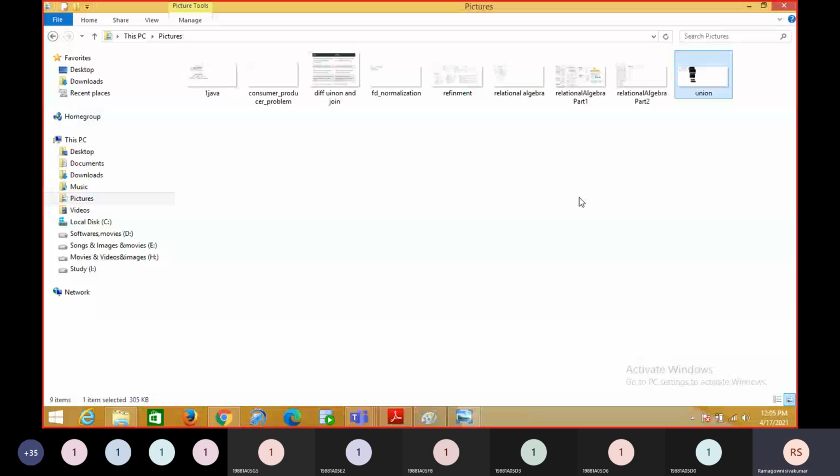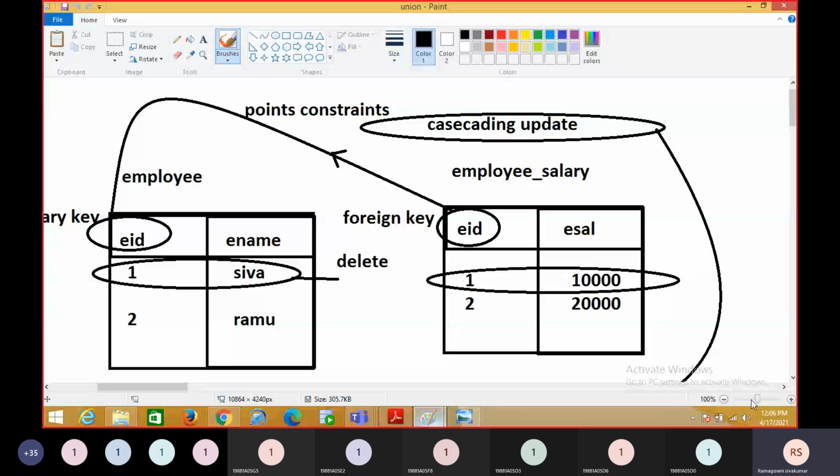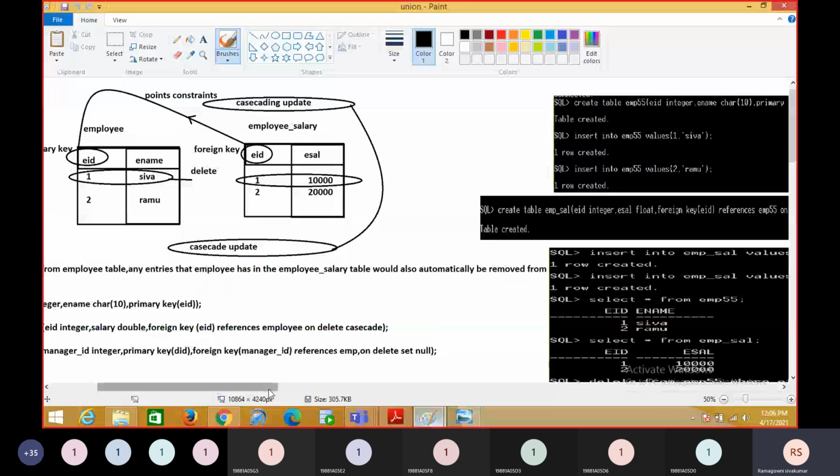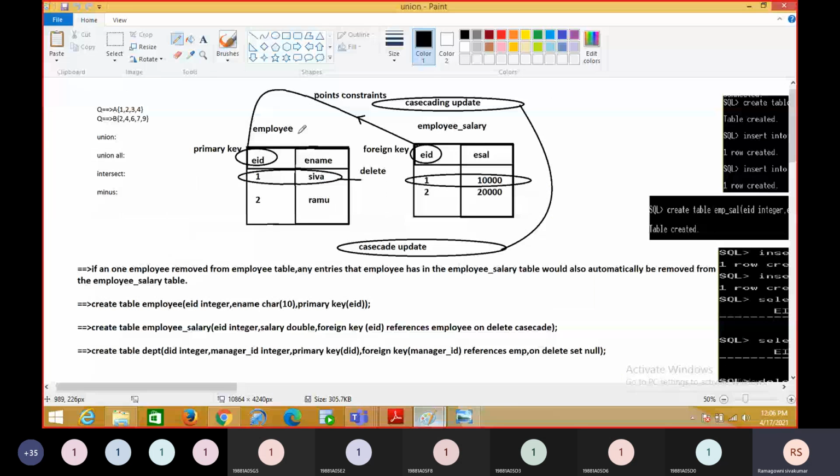Here I have one case, an important interview question. I have multiple tables: an employee table, an employee salary table, and an employee department table. Okay, an employee profile table. So we have so many tables related to the employee.